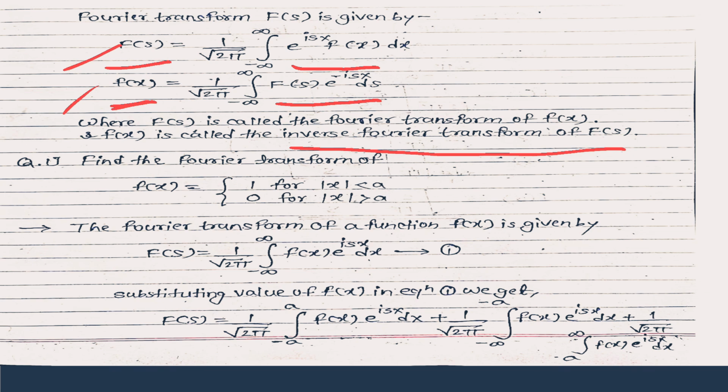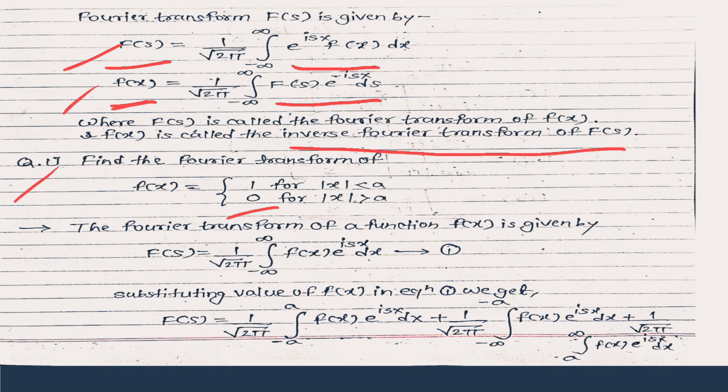So let us move towards the first problem based on Fourier transform. The question is: find the Fourier transform of f of x, where in curly braces we have 1 for mod of x is less than a, and 0 for mod of x is greater than a.